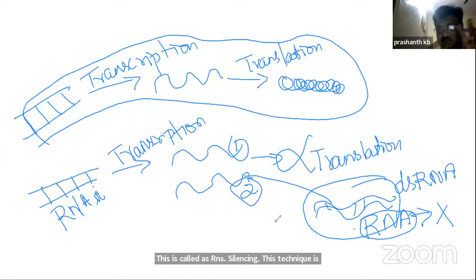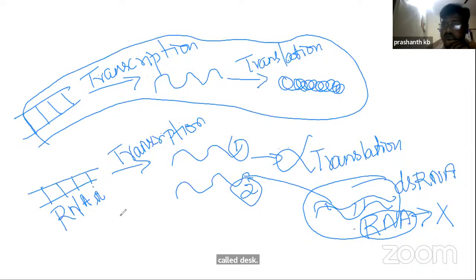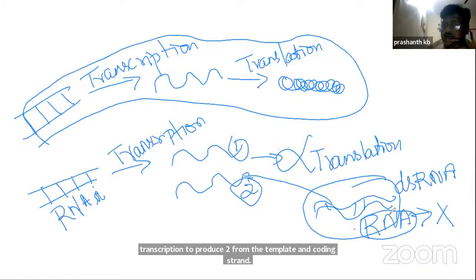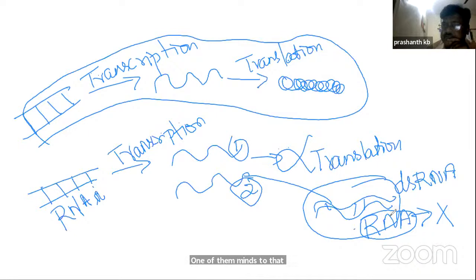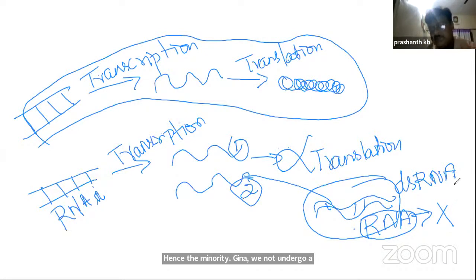Students, last time I will explain. RNAi obtained from the eukaryote undergoes transcription to produce two single-stranded RNAs from the template and coding strand. One of them binds to the Meloidogyne incognita RNA and forms a double-stranded RNA, which is called silencing of the RNA. Hence, the Meloidogyne incognita RNA will not undergo translation to produce the protein. This is how you must explain. Is it clear?